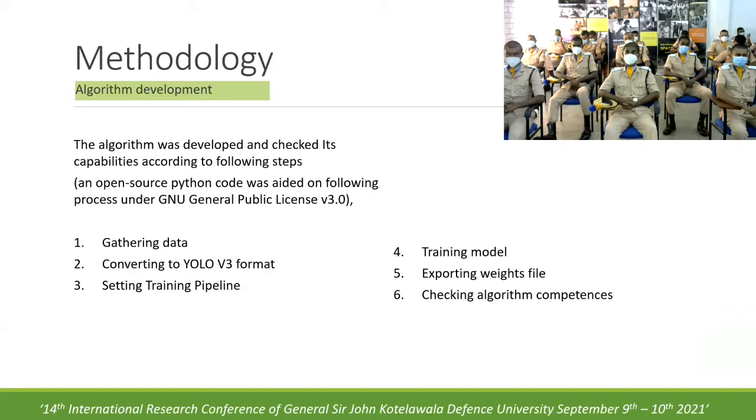Moreover, the development of the open source Python code went through six steps, starting with gathering data. I made a photo archive, including photos of construction personal protective equipment and photos of fire and smoke. The second and third steps both involve the programming part, and I'm not going to demonstrate that part here. In the fourth step, we train our data set, basically using the photos from the photo archive that I prepared in the first step.